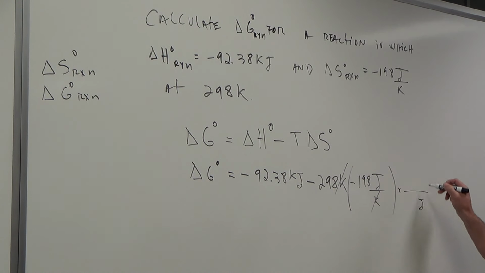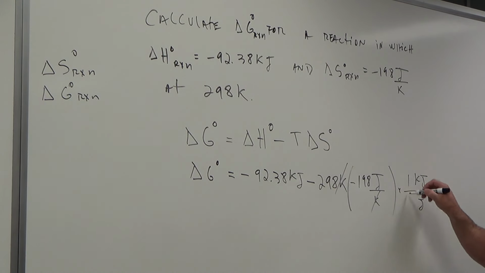I'm going to write joules on the bottom, kilojoules on the top. 1 kilojoule has 10 to the third joules, okay? The answer to this complicated problem is minus 33.3 kilojoules.